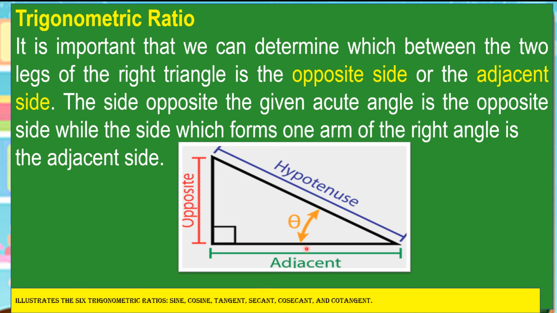So in this given figure, this is the angle theta. These are the markings where you will find the opposite side and the adjacent side of the given right triangle. If this is the angle theta, therefore, the opposite side is this side. Then the adjacent side is this side. The hypotenuse is always the longest side because it is the opposite of the right angle.